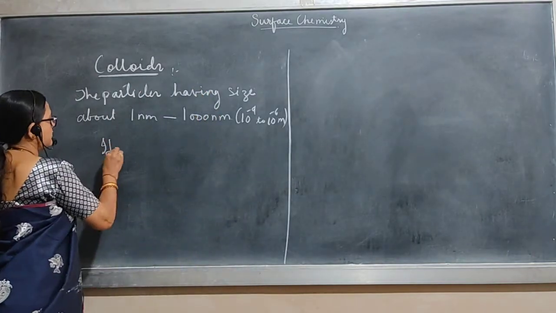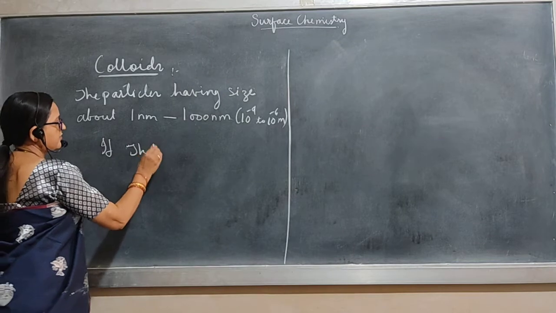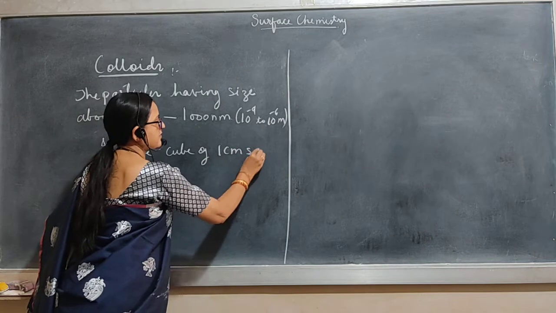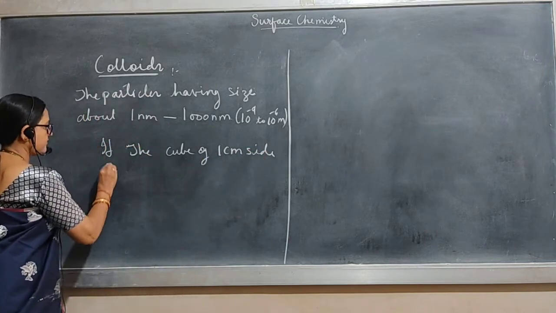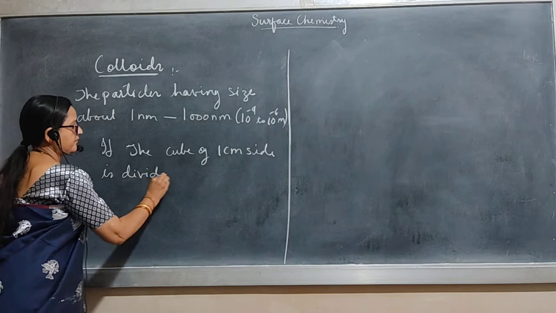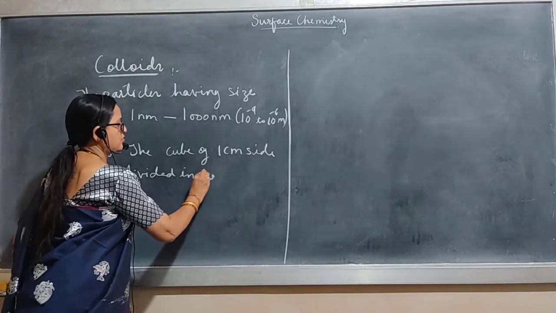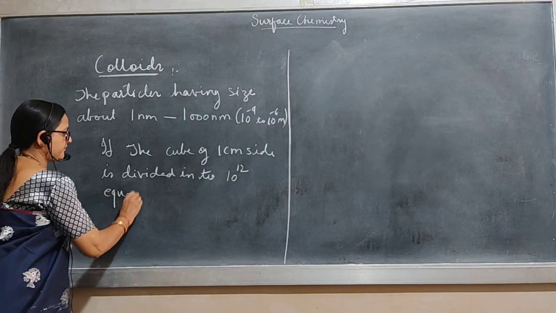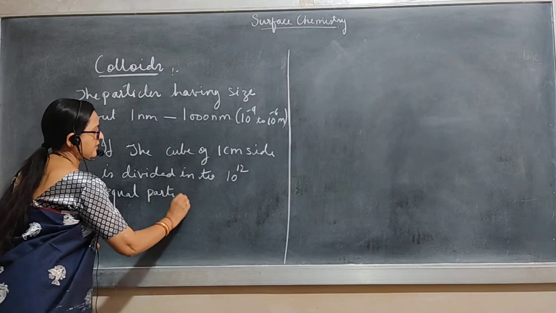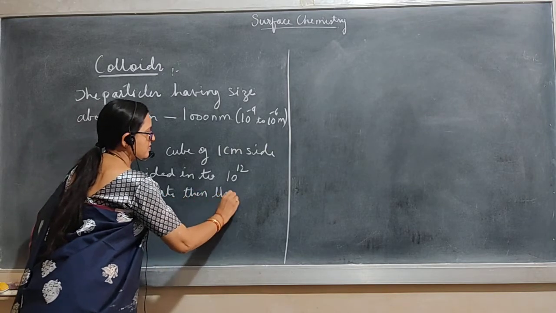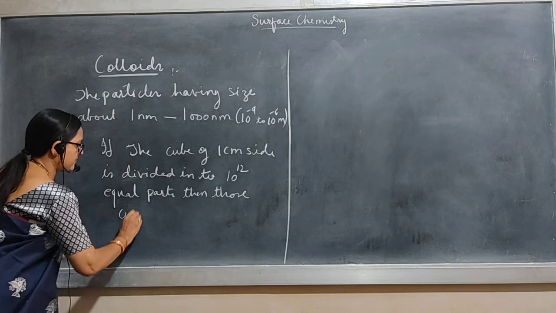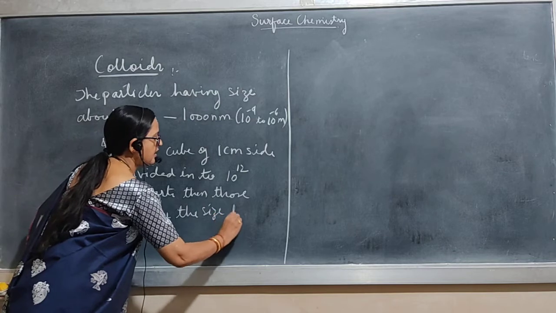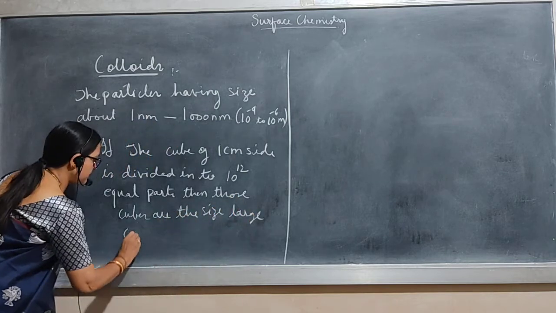If the cube of 1 centimeter side is divided into 10 power of 12 equal parts, then those cubes are the size of a large colloidal particle.